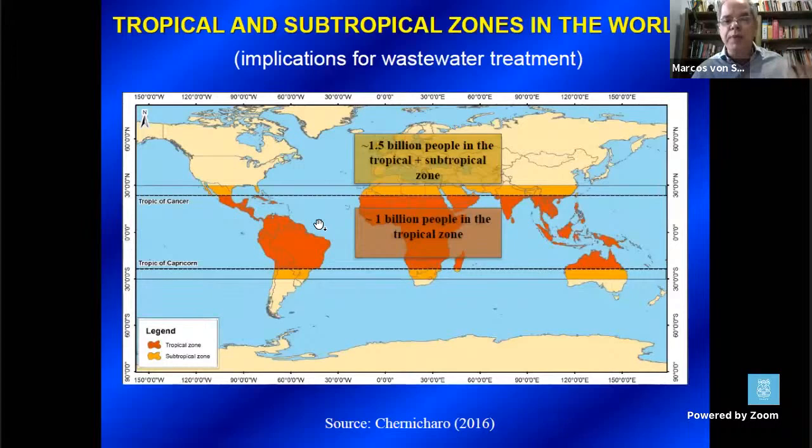So here is Brazil, and here is Latin America. I will give some statistics on wastewater treatment in Latin America, and most of my experiences are from Brazil. Of course, we share the same tropical zone here with Indonesia. And if we add subtropical zones here, we have 1.5 billion people living in these areas. This has important characteristics in the selection and in the design of wastewater treatment processes.